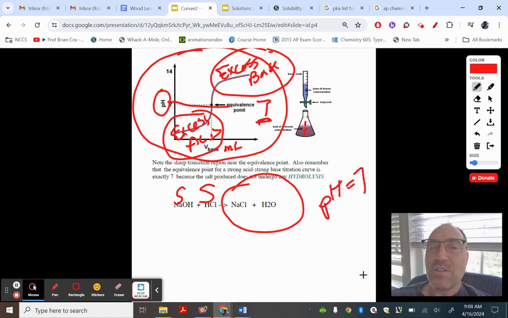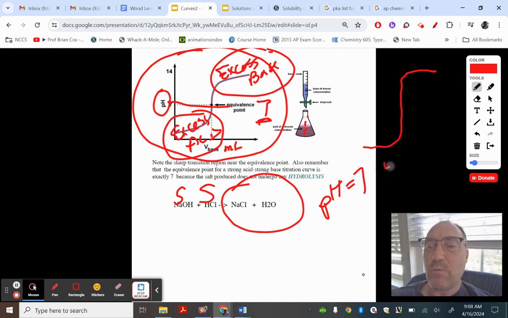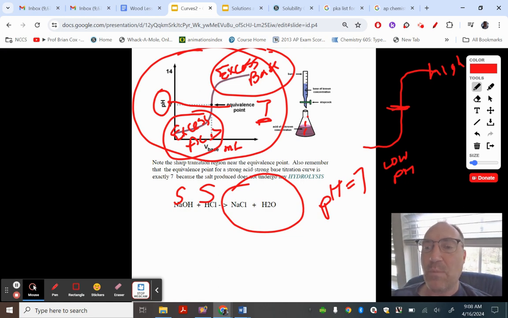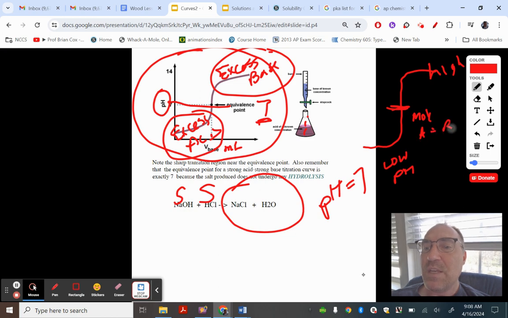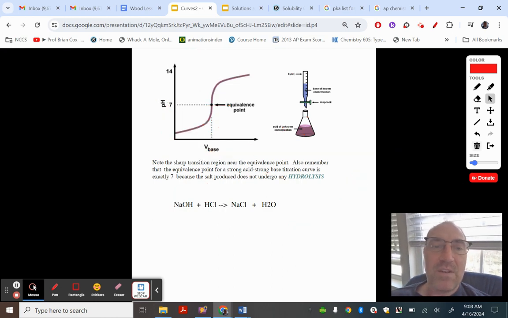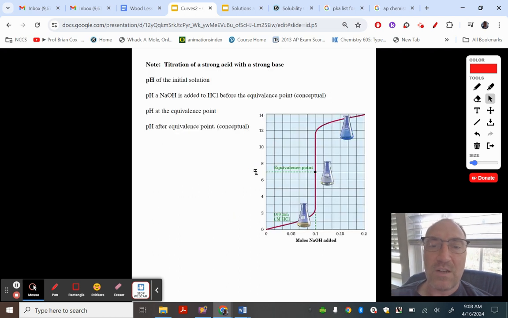So a strong is going to have this shape. It's going to have a really low pH at the bottom, high at the top, and the in-between point is always the equivalence point. That's when moles are equal. So moles of A equals moles of B. Okay? So reading a titration curve for strong, it can seem crazy and scary, but it's not. It's just straightforward. So strong is straightforward.